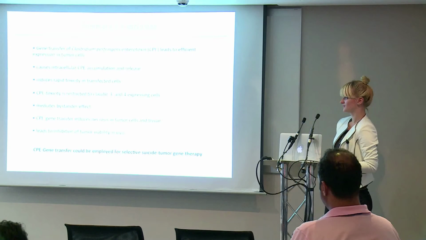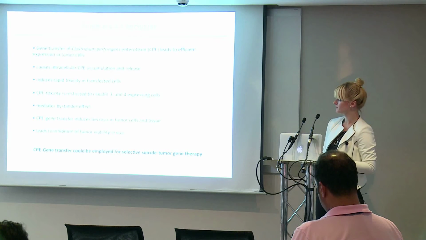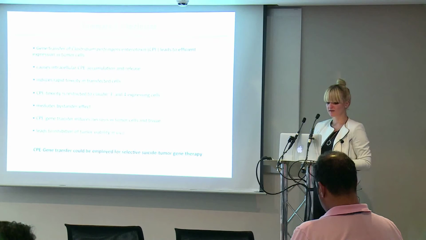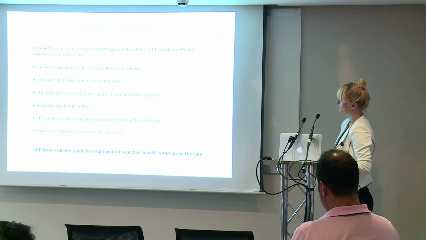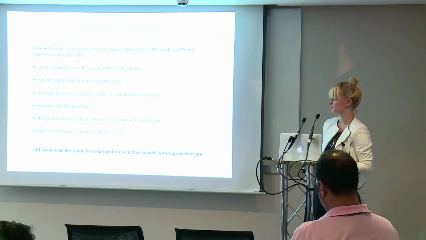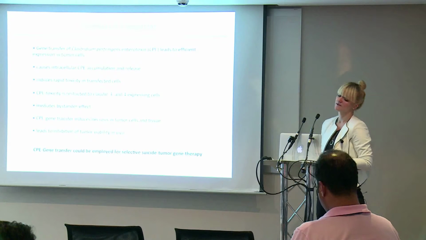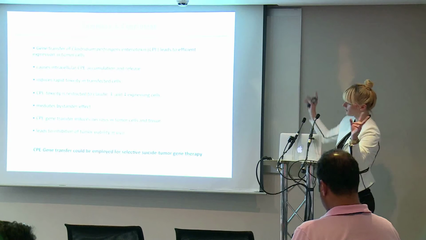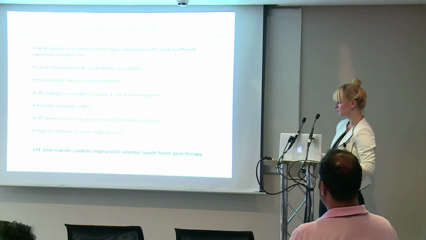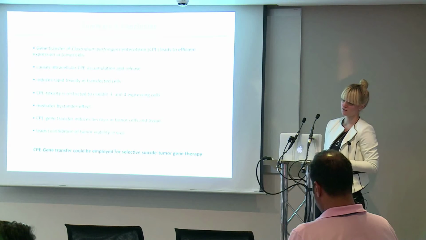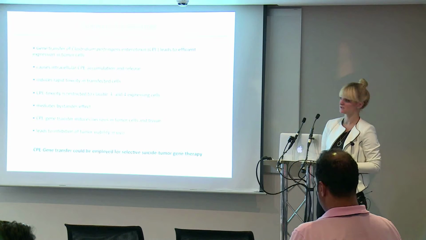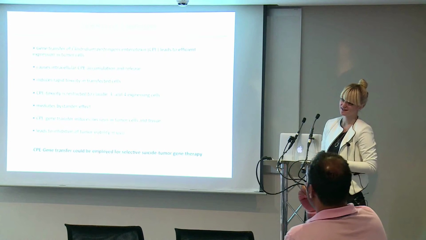All right, just to sum up really fast, the gene transfer of Clostridium perfringens enterotoxin leads to efficient expression in tumor cells. It causes intracellular CPE accumulation and release. It induces rapid toxicity in transfected cells, and it's restricted to claudin 3 and 4. It also mediates the bystander effect, and it does induce necrosis, also late apoptosis in tumor cells and tissue, and it leads to inhibition of tumor viability in vivo. So this whole approach could be employed for selective suicide tumor gene therapy in pancreatic cancer, which overexpresses claudin 3 and 4.